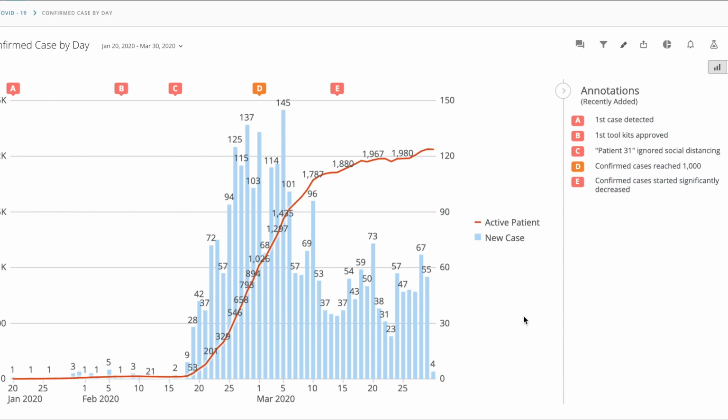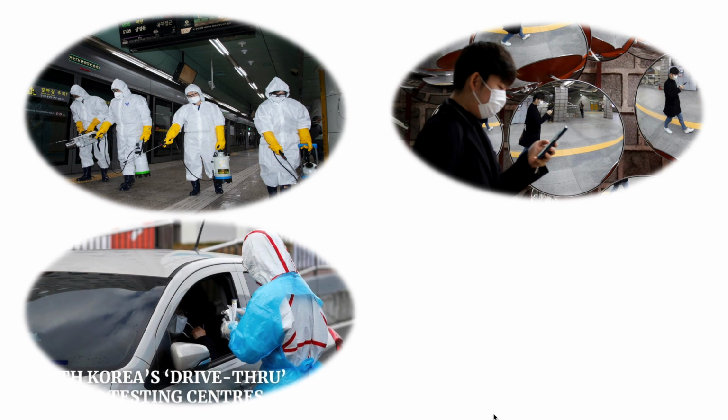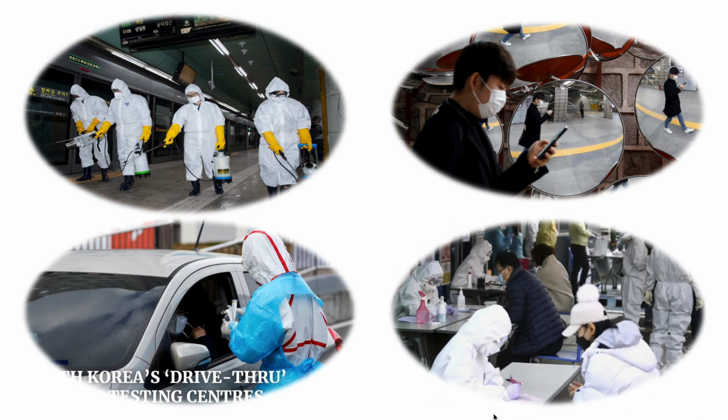Their actions included, but were not limited to, disinfecting all public places such as subway and train stations, pushing out mobile applications that keep their citizens informed and alerted, setting up drive-through and mobile booths for quick and cheap tests, and investigators interviewing patients to map the spread of the virus.